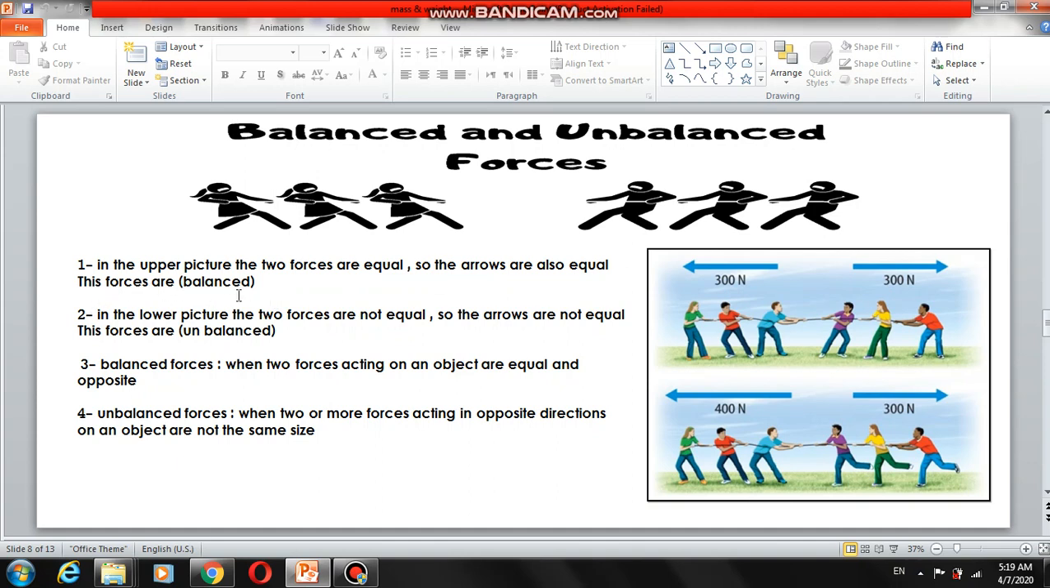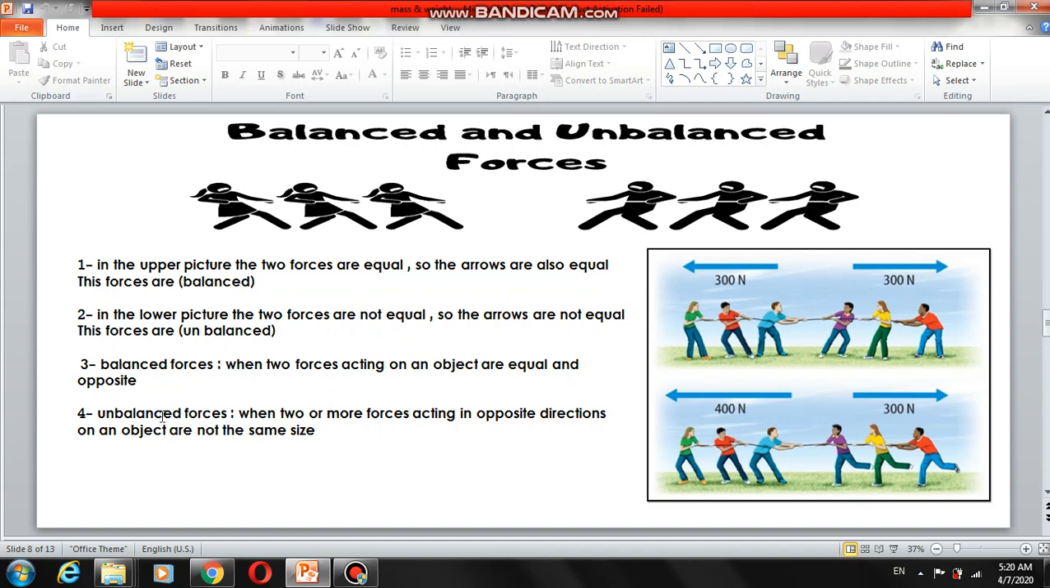These forces are balanced. Number two, in the lower picture, the two forces are not equal, so the arrows are not equal. This is 400, this is 300. So this arrow is longer than this arrow. Okay, these forces are unbalanced. So balanced force is when two forces acting on an object are equal and opposite.